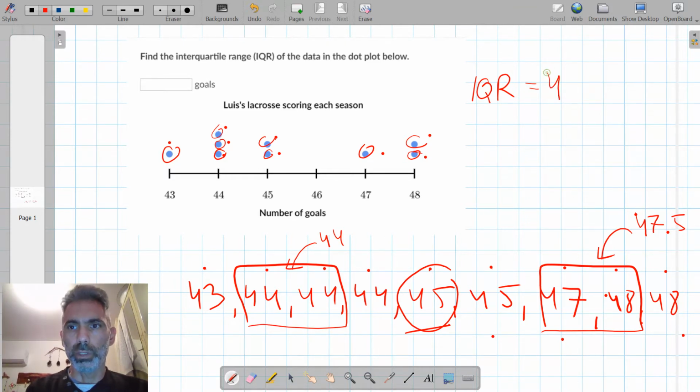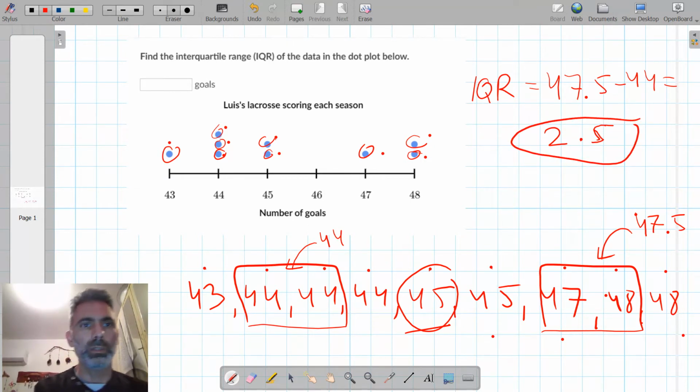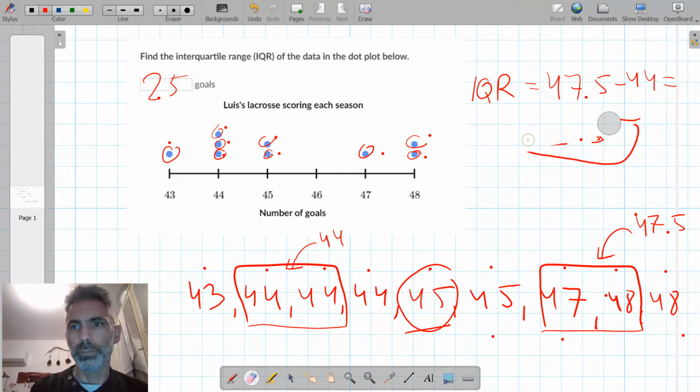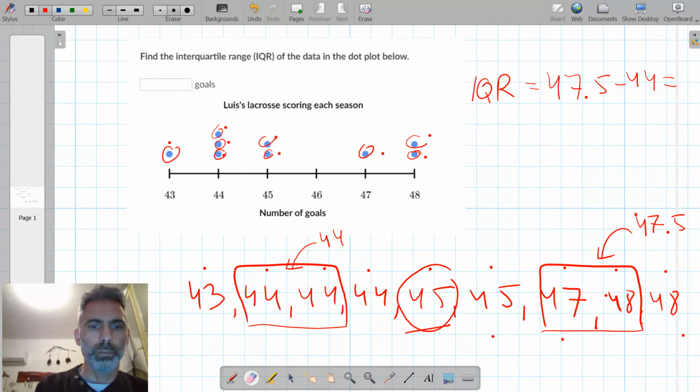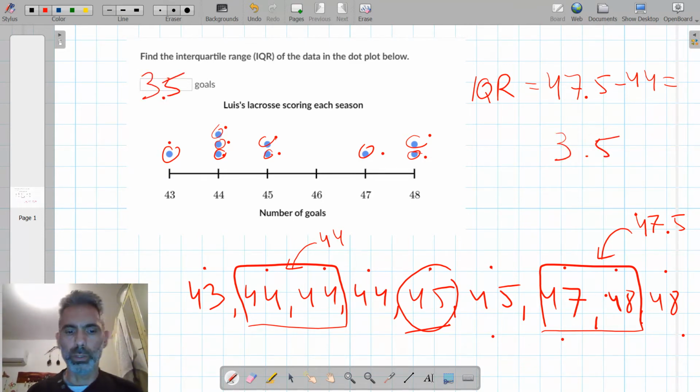So we have 47.5 minus 44, which is 2.5. So the IQR in this case is 2.5. No, sorry. It's not 2.5, it's 3.5. Yeah. The distance between 44 and 47 is 3 plus 0.5, so it's 3.5. Okay, 3.5.